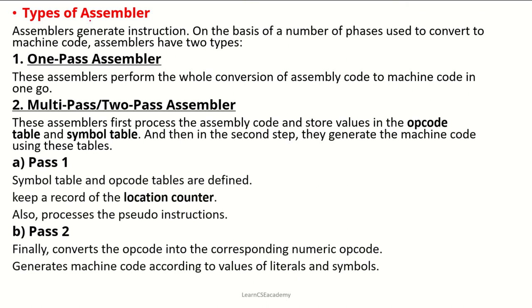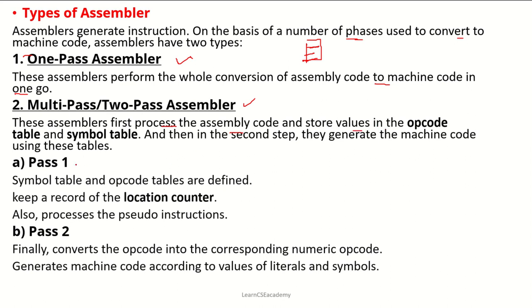Assemblers are broadly categorized into one pass assemblers and multi-pass assemblers, generally called two pass assemblers. They are categorized on the basis of the number of phases used to convert to machine code. A one pass assembler converts the entire program, all lines of code, from assembly code to machine code in one go, whereas a two pass assembler first processes the assembly code and stores values in the opcode.